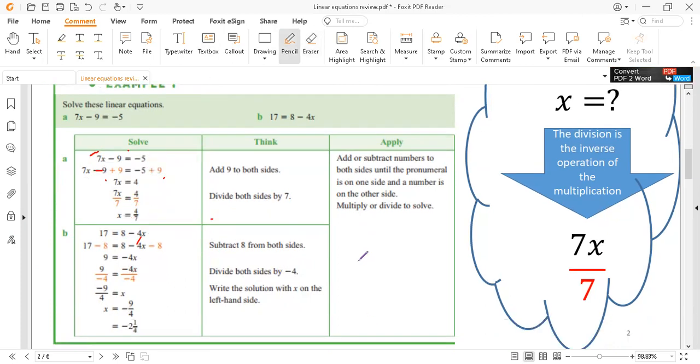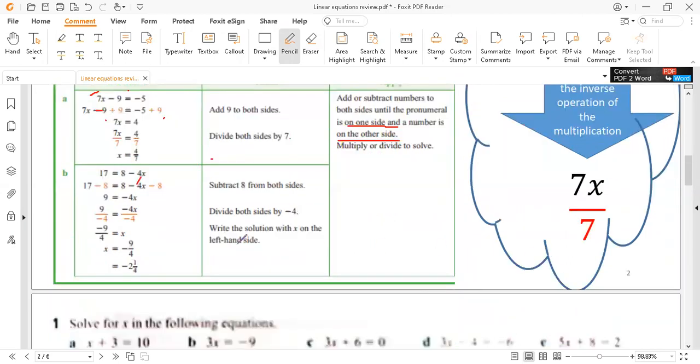In order to solve any linear equation that you can find or face, you should know that you add or subtract numbers on both sides until the variable term is on one side and the number is on the other side. So the main goal is to isolate x, to isolate the variable to find its correct value.